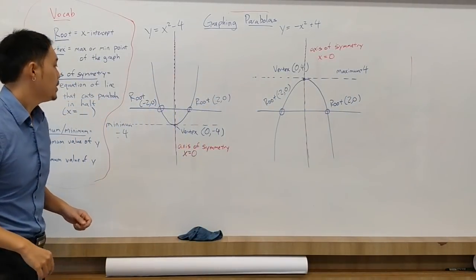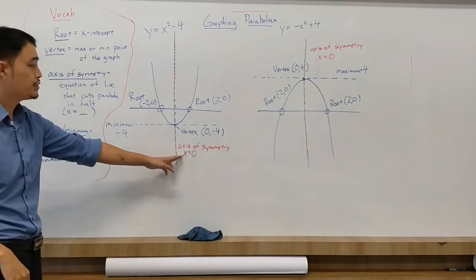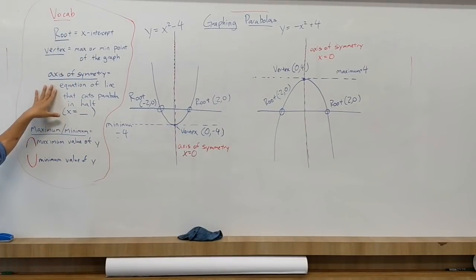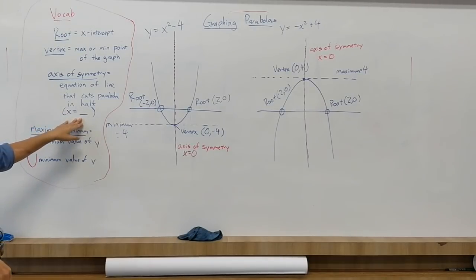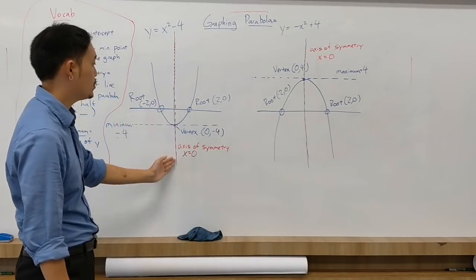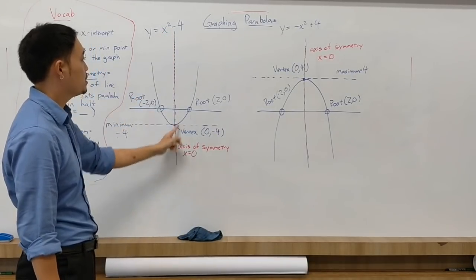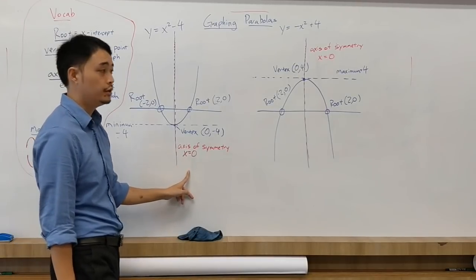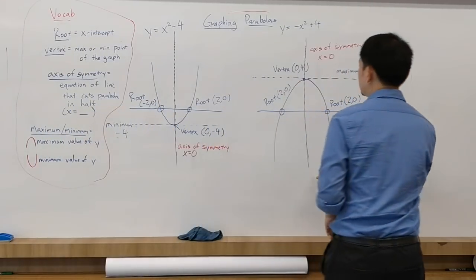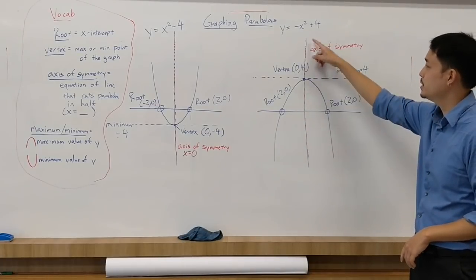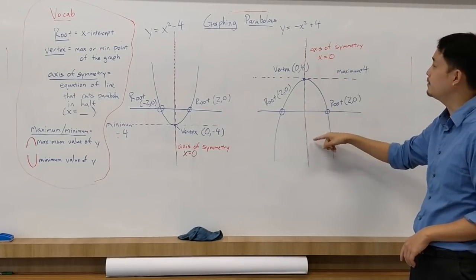Moving on, we have what's called the axis of symmetry. And the axis of symmetry, the definition, is the equation of the line that cuts the parabola in half. So it's typically in the form x equals something. In this case, the axis of symmetry, you can see this red line, cuts the parabola in half at x equals 0. So the axis of symmetry here is x equals 0. Over on this side, we have the same axis of symmetry because it's the same line that cuts the graph in half, x equals 0.